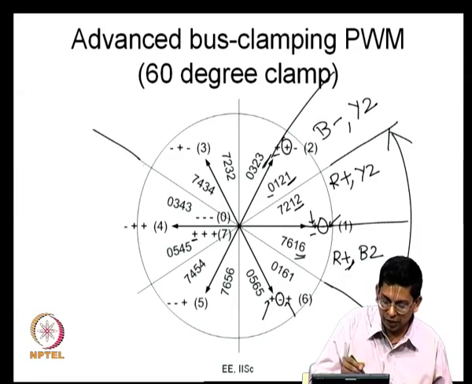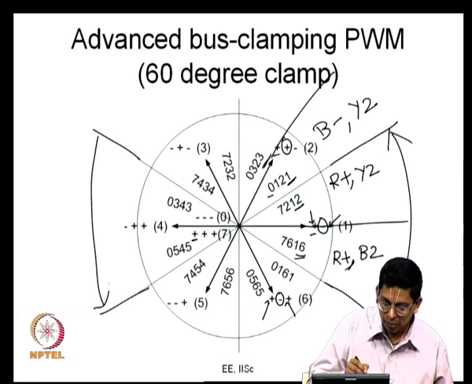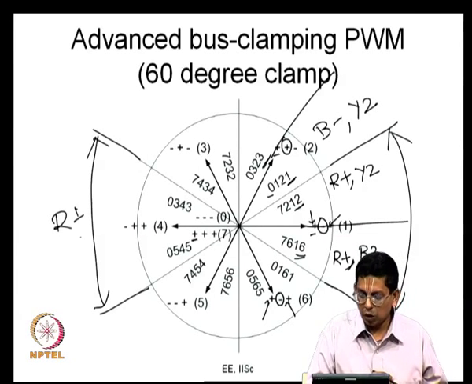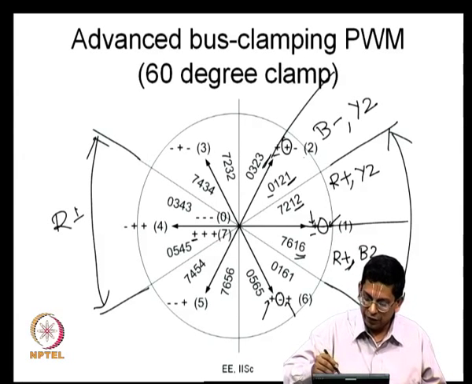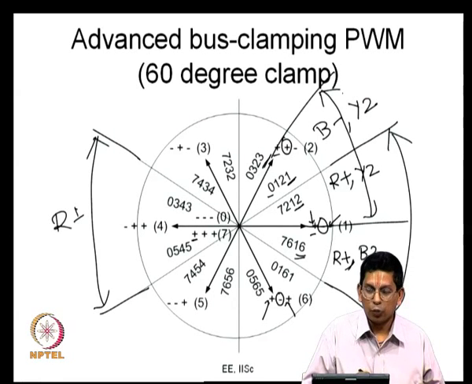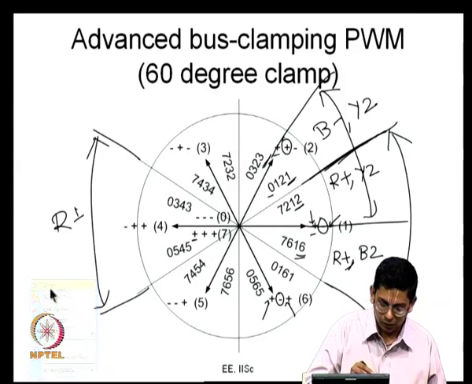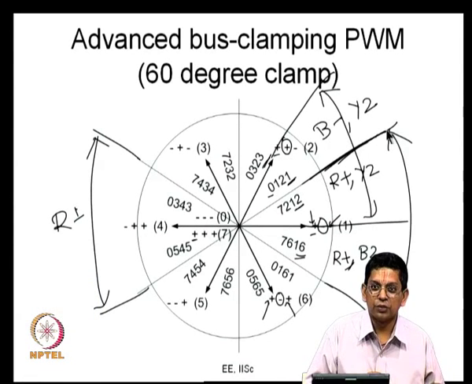Here also you will find that R phase will be clamped during the middle 60 degree duration to the positive bus. And now what do you say about Y phase? Now, Y phase double switches here. This is Y phase double switches here. Y phase is double switching around the 0 crossing. This line is the 0 crossing of Y phase. This line is the 0 crossing of Y phase now.